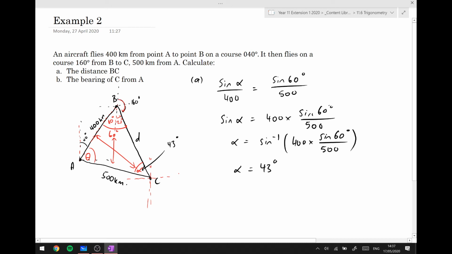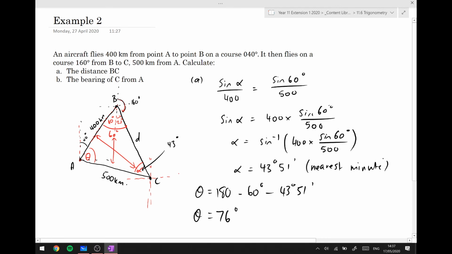So to find theta, so that we can now find our distance, is just 180. Actually, let's do it to the nearest minute, and I'll write, nearest minute. So 180 degrees minus the 60 from above minus my alpha angle. And so that gives us that theta is equal to, putting it into our calculator, 76 degrees and 9 minutes.